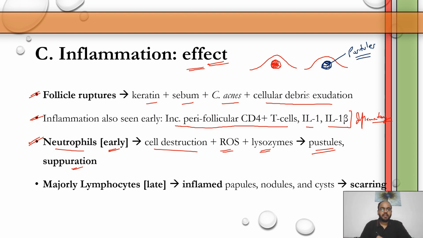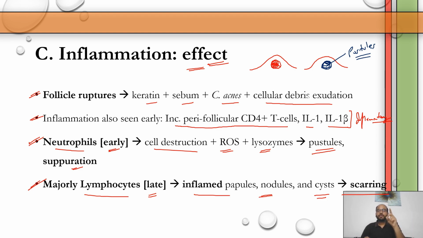Okay. So in the early stages of inflammation, you have neutrophils, and gradually these neutrophils will be replaced by lymphocytes, majorly lymphocytes at the level of late inflammation. And then you will have inflamed papules, nodules, and cysts, which are the severe form of acne. You have nodulocystic acne. So initially it starts with neutrophilic inflammation, and then it will gradually lead to a lymphocytic form of inflammation, where you will have more nodules, cysts, significant inflammation.